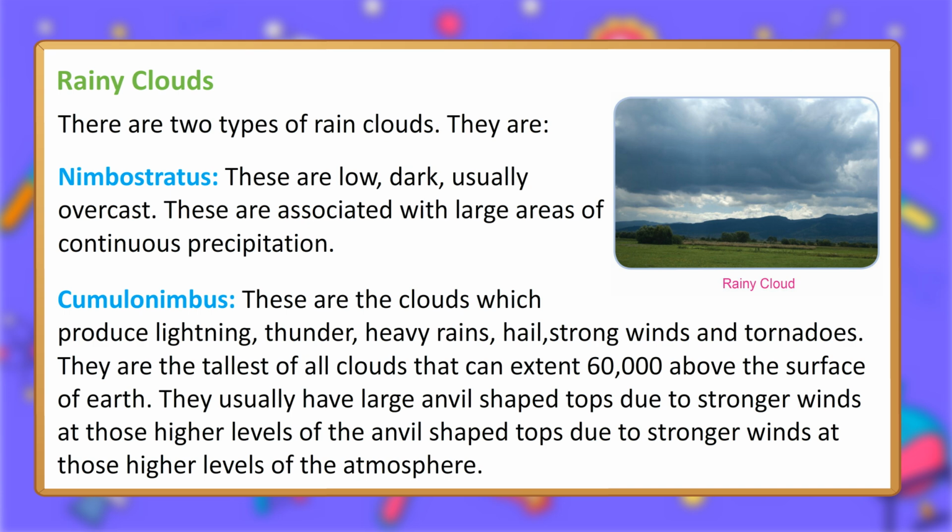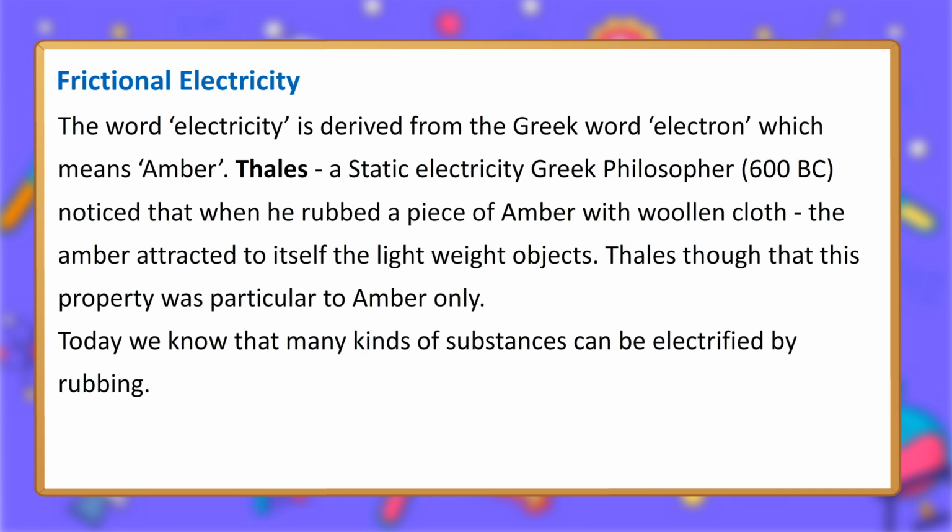Cumulonimbus. These are the clouds which produce lightning, thunder, heavy rains, hail, strong winds and tornadoes. They are the tallest of all clouds, that can extend 60,000 feet above the surface of Earth. They usually have large anvil-shaped tops due to stronger winds at those higher levels of the atmosphere. Frictional electricity. The word electricity is derived from the Greek word electron, which means amber.